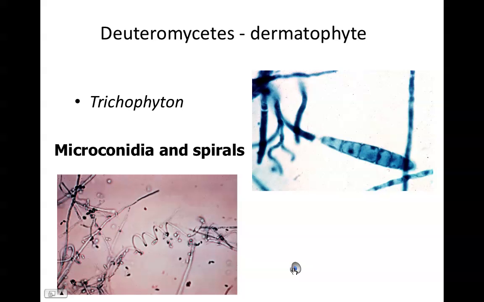There are 3 genera of Deuteromycetes that cause common skin infections. Doesn't mean there aren't any other kinds of Deuteromycetes that cause skin infections. There are a few others, as we just saw with Coccidioides immitis. But for common skin infections, we have 3 distinct genera, and Trichophyton is the first one.